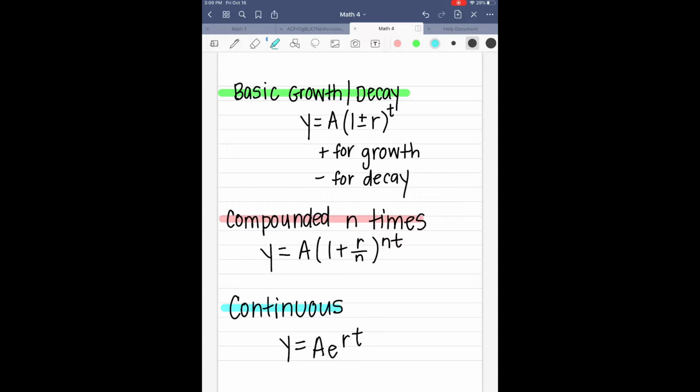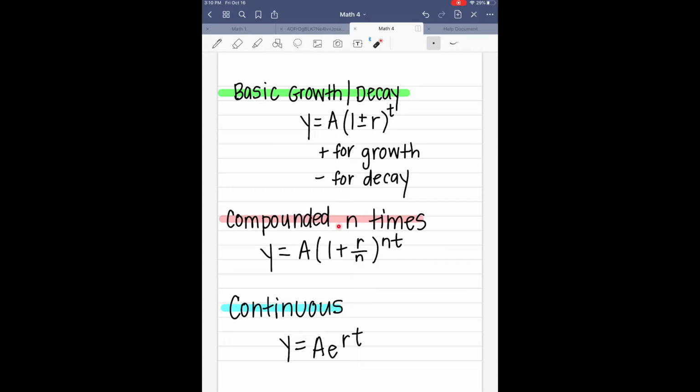So there's three main categories when you're talking about the application problem. You have your basic, growth, and decay. With the basic, growth, and decay, the difference is going to be your plus or your minus. Your plus is going to be for growth and your minus is for decay. So your A is your initial value, okay? Your R is your rate, and your T is your time.